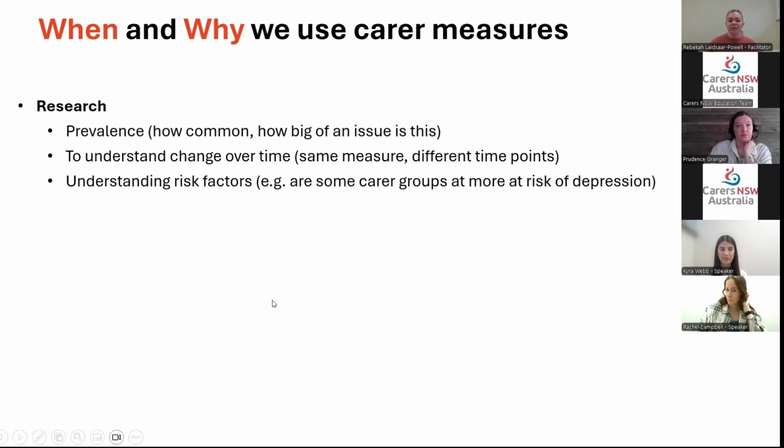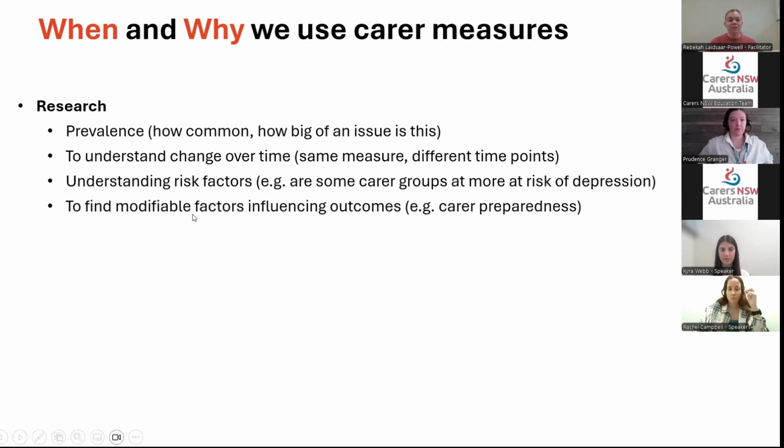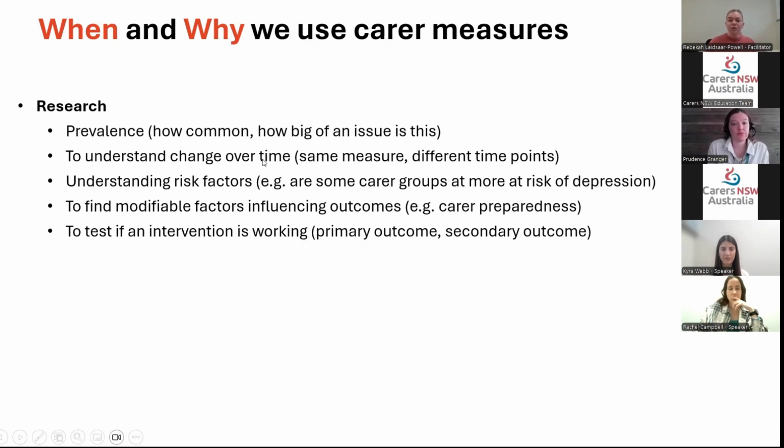We also use measures to understand risk factors, so things that give us an understanding of, for example, whether some carer groups are more at risk of depression than others. We use measures to better understand the modifiable factors that can influence outcomes for carers. That can help us pinpoint interventions where we might be able to improve carer outcomes. And then we also use these measures to test if an intervention is working, as a primary outcome measure or as a secondary outcome measure.